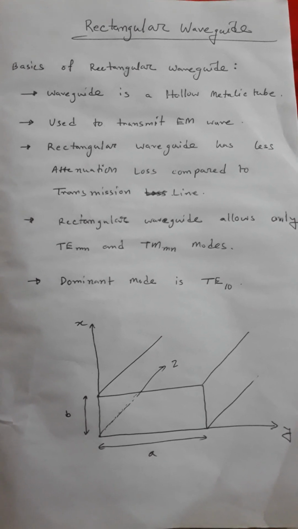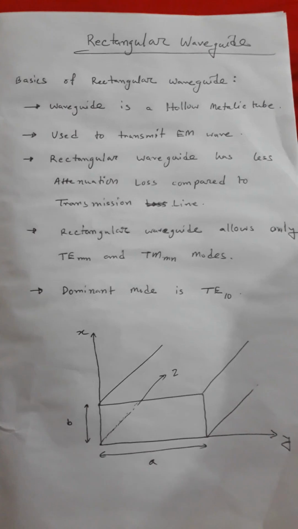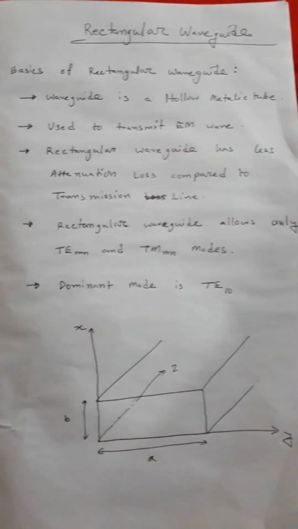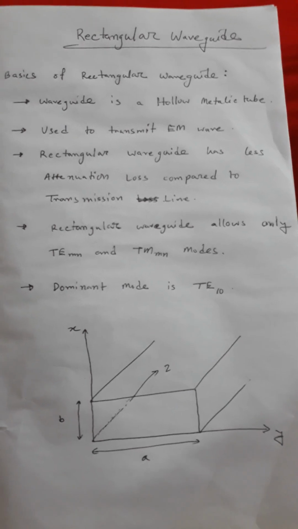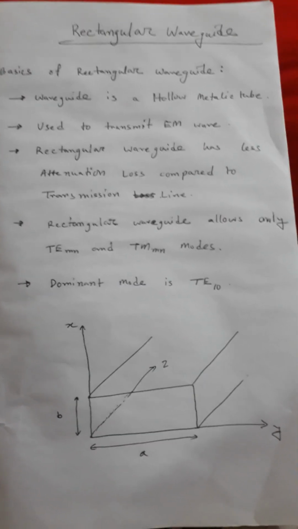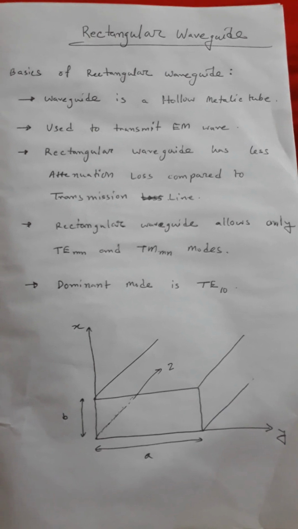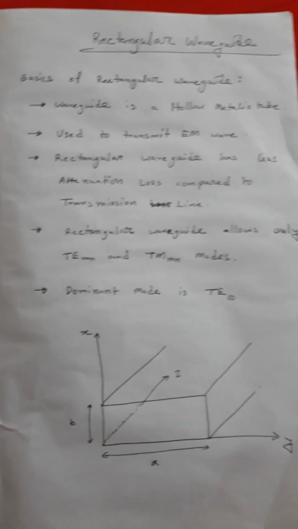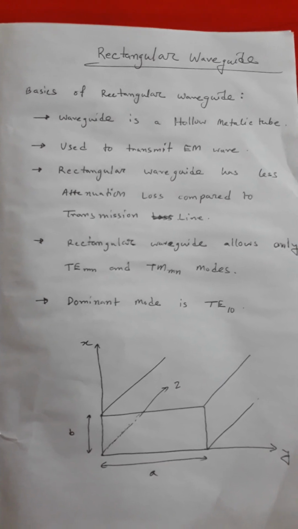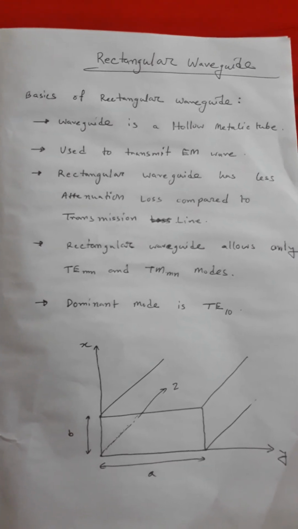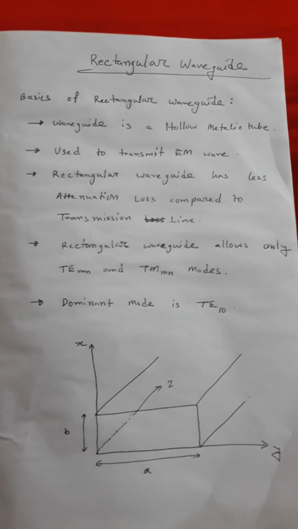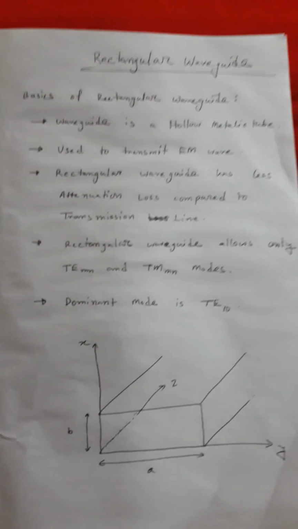So why do we use this rectangular waveguide? Basically we use it to transmit the EM wave, whatever we are reading in this chapter related to the EM waves. And the rectangular waveguide has less attenuation loss compared to the transmission line. That's why we use it more than the transmission line.